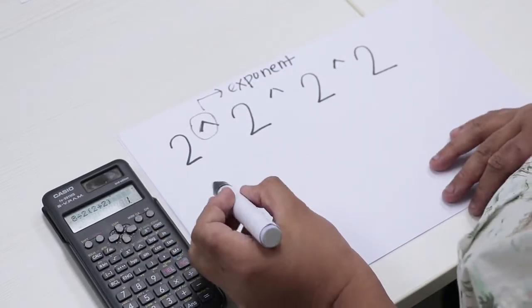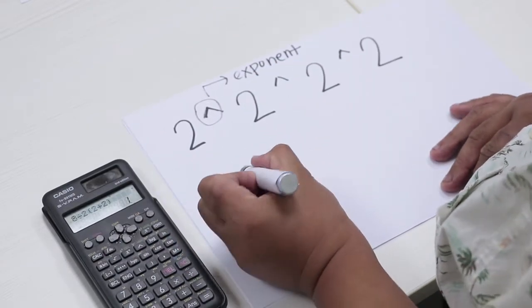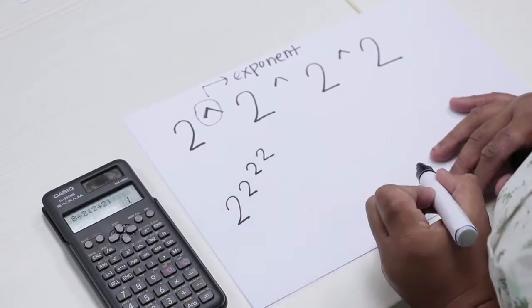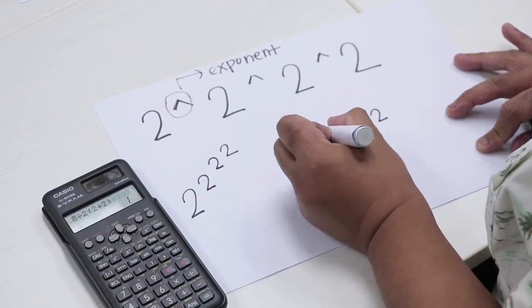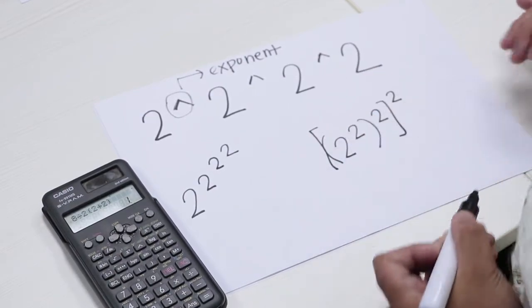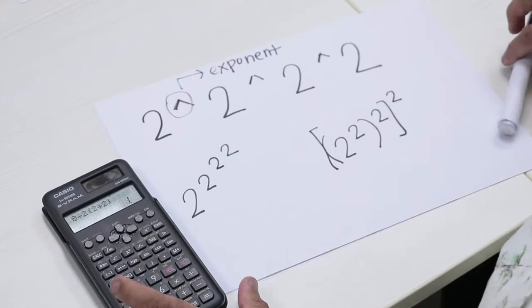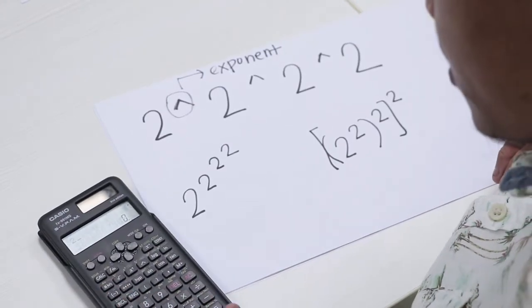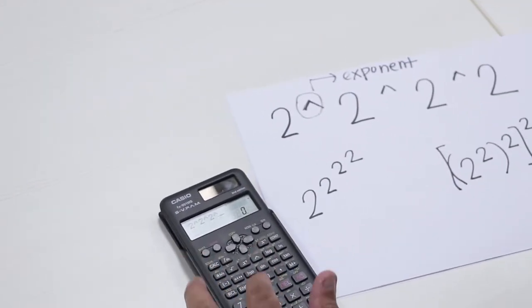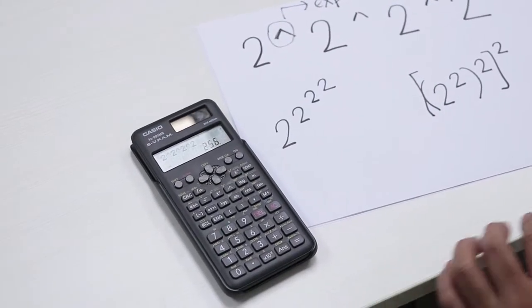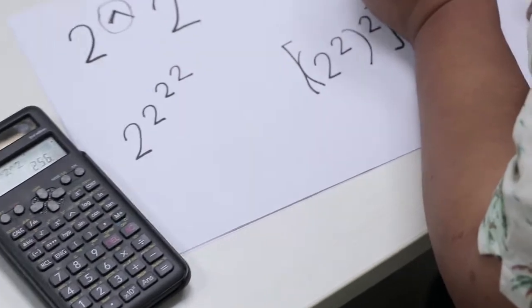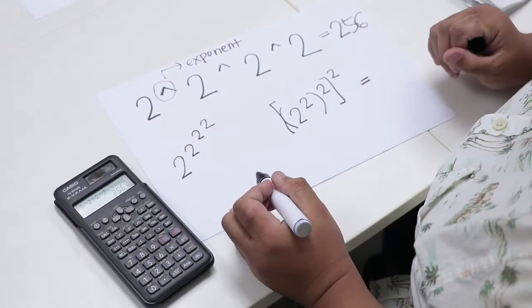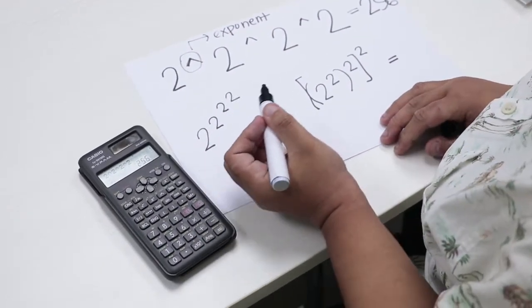So this one, is it 2 raised to 2 raised to 2 raised to 2? Or is it 2 squared, then squared, then squared? So, tingnan natin, no? Paano ba kinakalculate ni Casio yan? So, 2, 2, 2, 2. So, 256. So kung calculate natin isa-isa to, no?